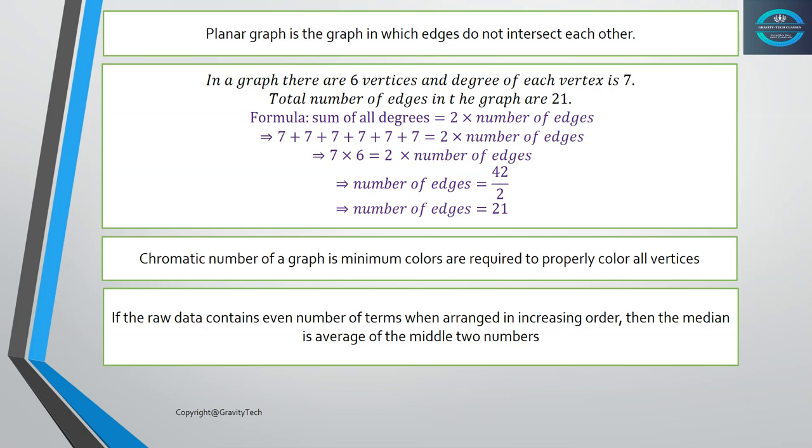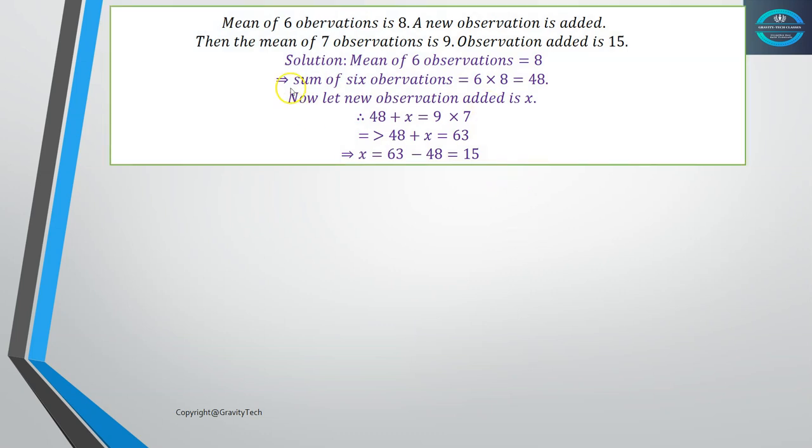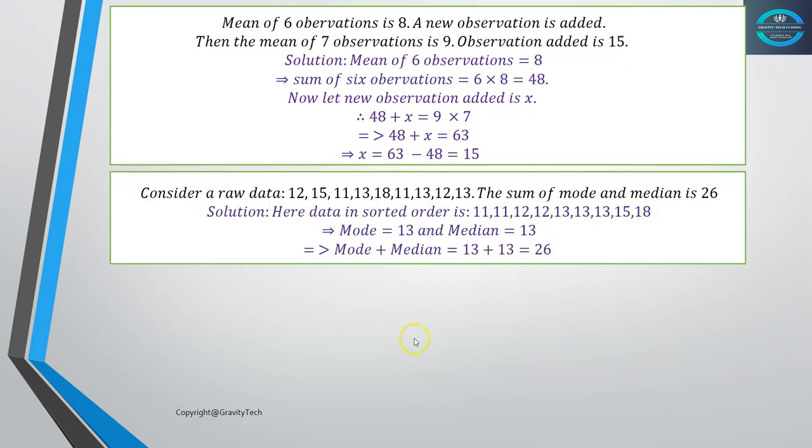But if, let's say, there are 6 numbers, out of 6 numbers there is no middle number, right? When you come from this side it is the third number, from that side it is the fourth number. So the third and fourth numbers, you need to take the average. So remember. Next. Now what they are saying: mean of 6 observations. Mean of 6 observations is 8.